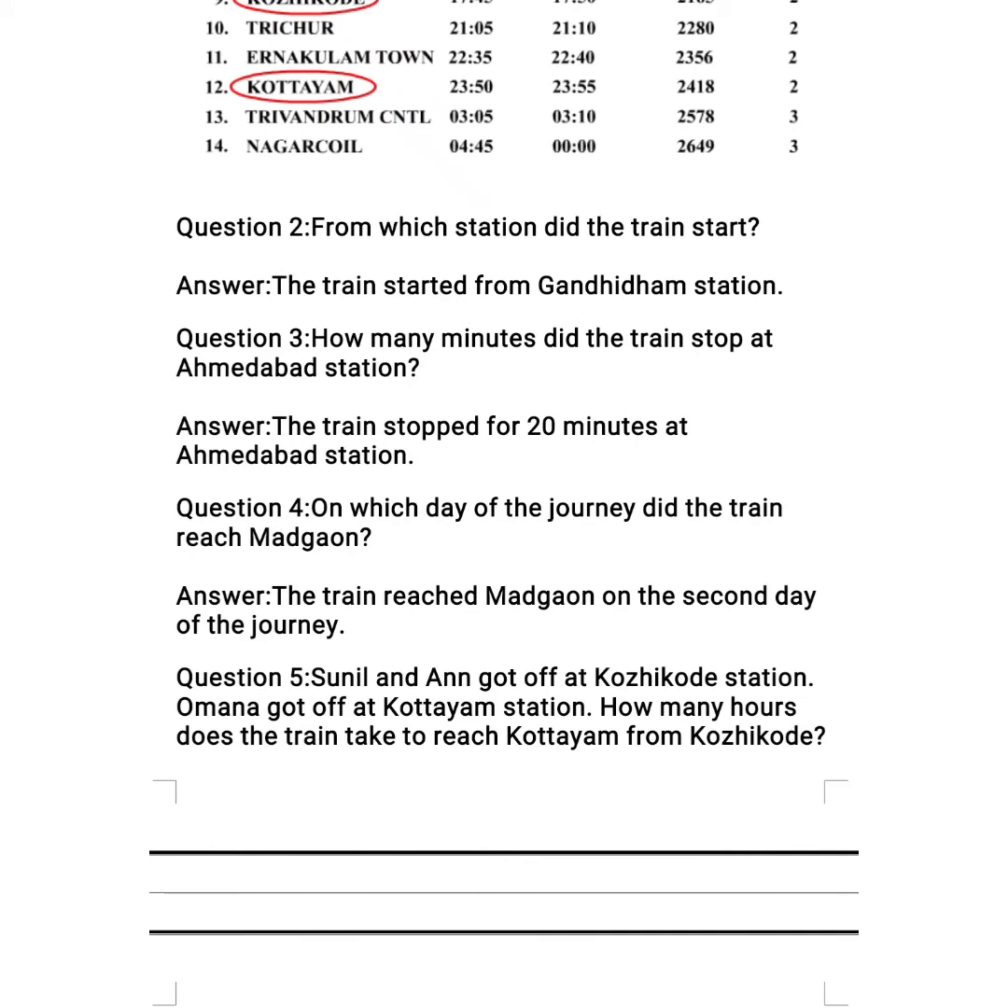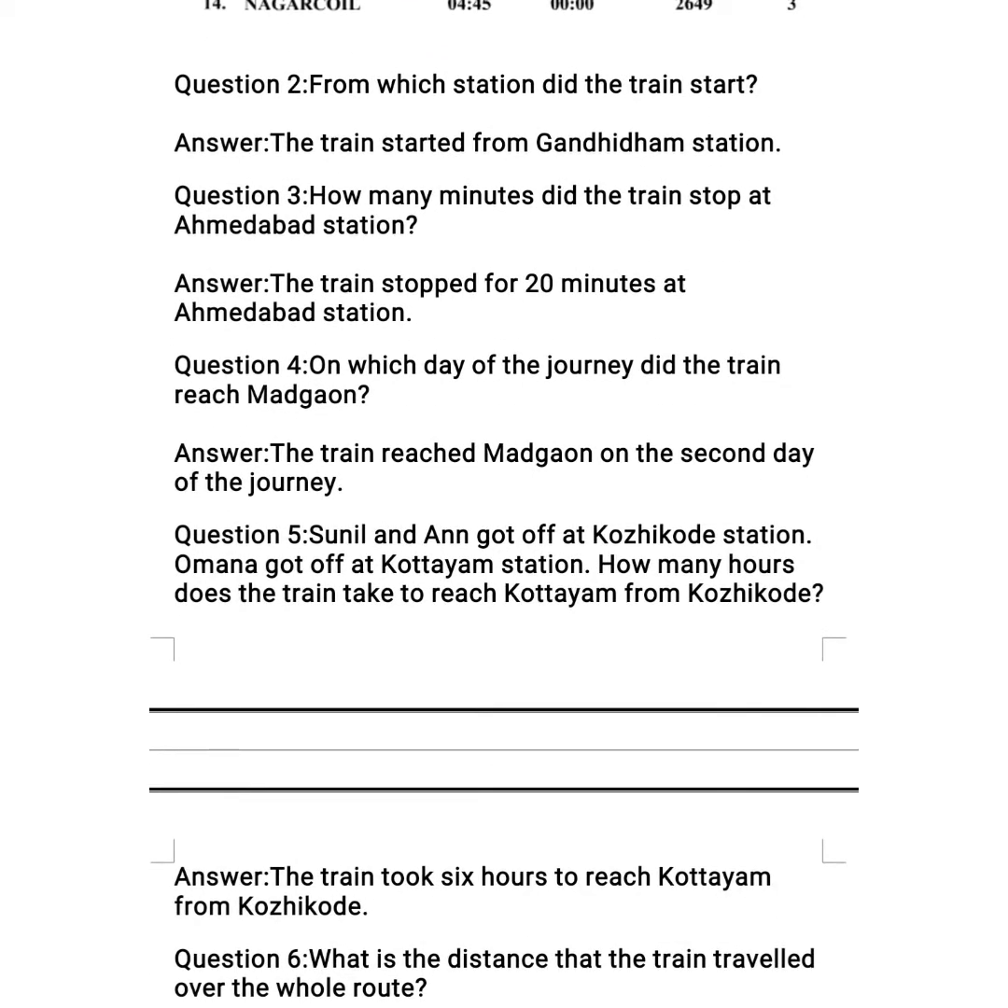Next question, what is the distance that the train traveled over the whole route? So class, you have to tell the distance that the train traveled over the whole route from Gandhidham to Nagercoil, and it is 2649 kilometers. The total distance that the train traveled over the route is 2649, and it started from Gandhidham and ended at Nagercoil, and in between we have seen so many stations with their different names.